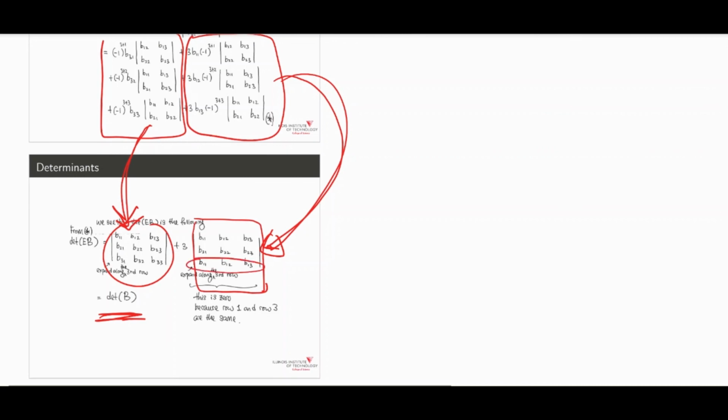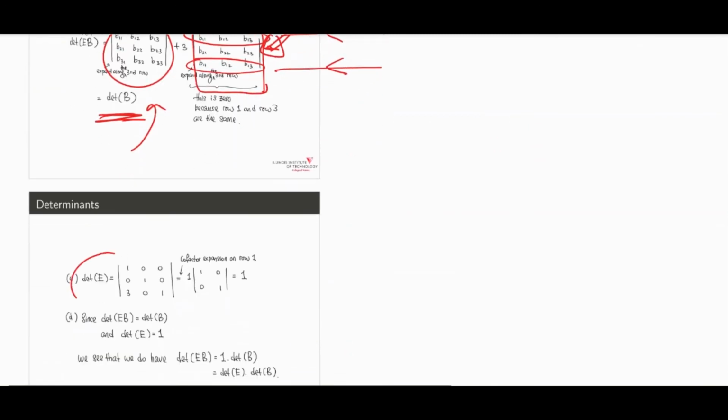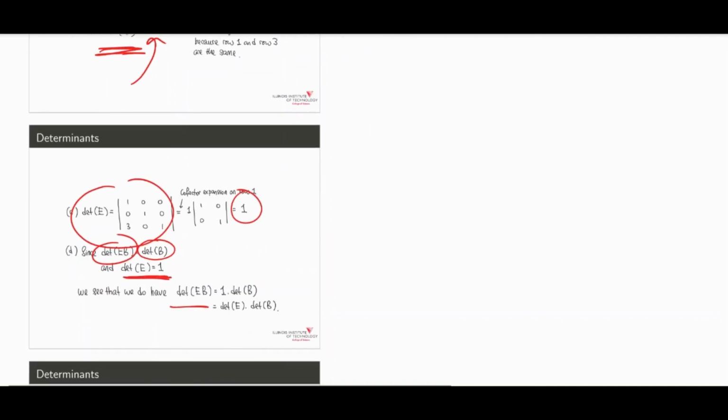Because we have this row right here and this row right here, they're identical. So we know from last time, if you have a matrix with two identical rows, or the rows are multiples of each other, then the determinant is 0. So the determinant of EB is actually equal to the determinant of B in this case, but your determinant of E is 1. So you can write the determinant of EB equals 1 times this, but 1 is your determinant of E.